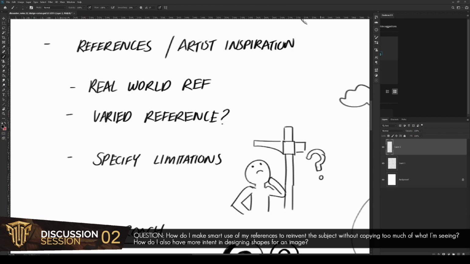Yeah, and that's why I was also dividing references, for example, between emotion and functionality. So I think those are 2 good frameworks to work within when it comes to looking for references.